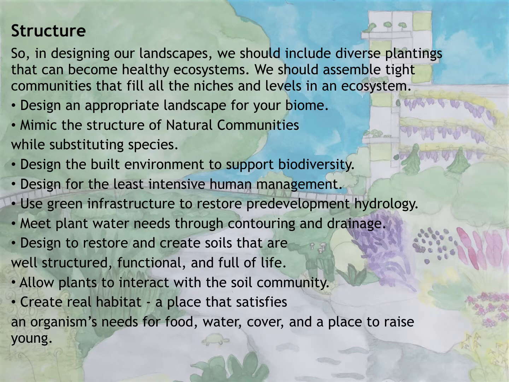Design an appropriate landscape for your biome. Mimic the structure of natural communities while substituting species. Design the built environment to support biodiversity. Design for the least intensive human management. Use green infrastructure to restore pre-development hydrology. Meet plant water needs through contouring and drainage.